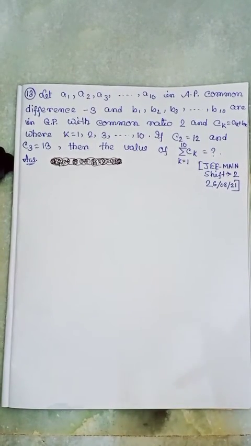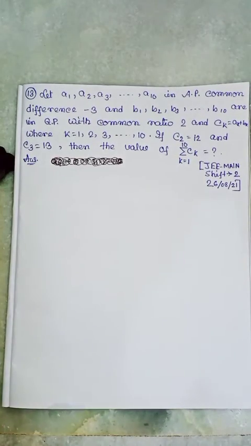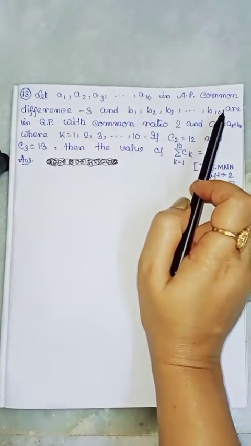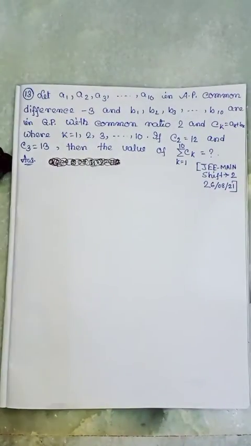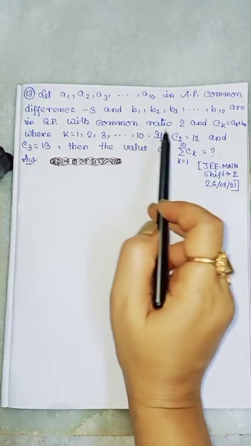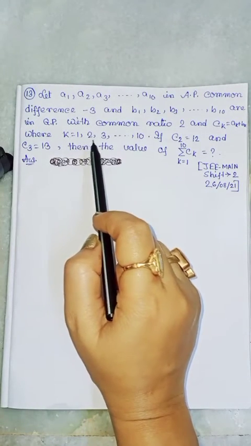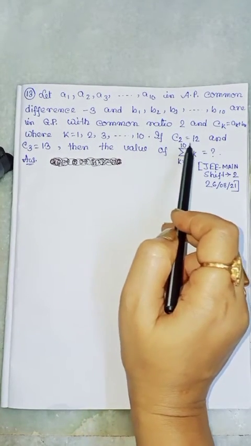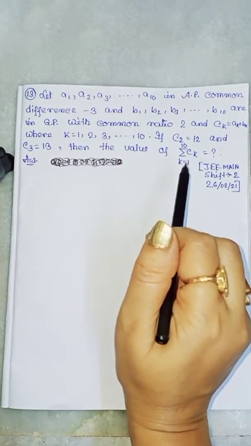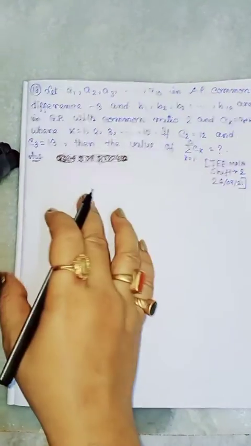Today we solve JEE Main Shift 2, 26th of August 2021 question. Let A1, A2, A3 up to A10 be in AP with common difference -3, and B1, B2, B3 up to B10 be in GP with common ratio 2, and CK is equal to AK plus BK, where K is equal to 1, 2, 3 up to 10. If C2 is equal to 12 and C3 is equal to 13, then the value of the summation of K is equal to 1 to 10, CK is equal to what? So this is the question in the house of AP GP.